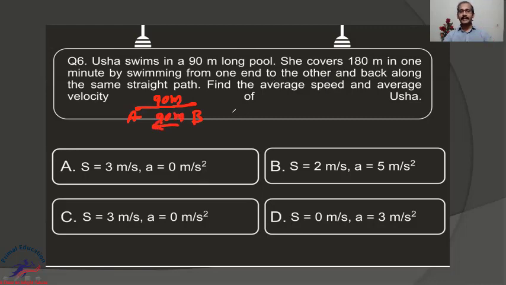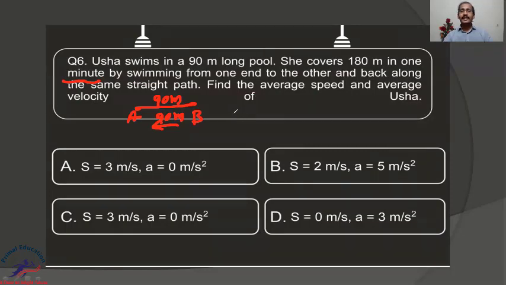What is the average speed? Now, how many seconds did it take? In 1 minute, they have given. 1 minute means 60 seconds. That's right. 1 minute refers to 60 seconds.